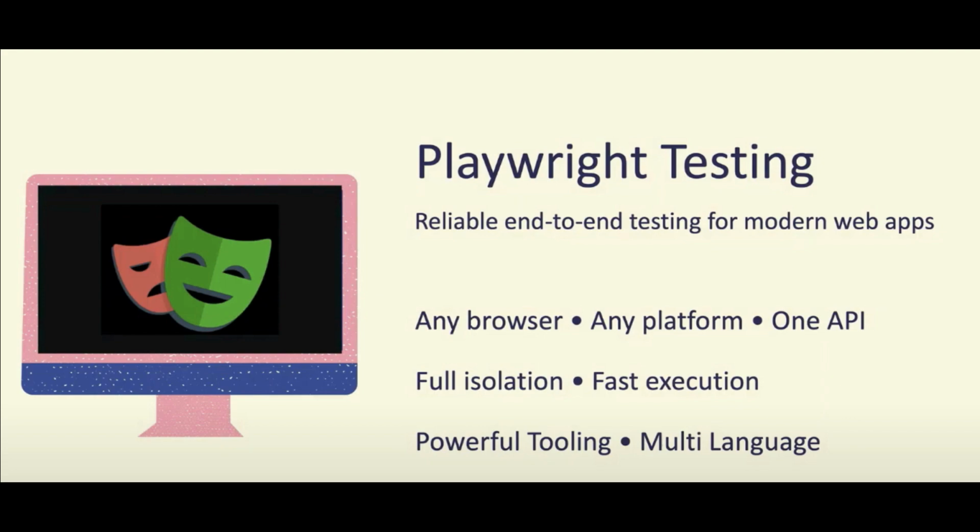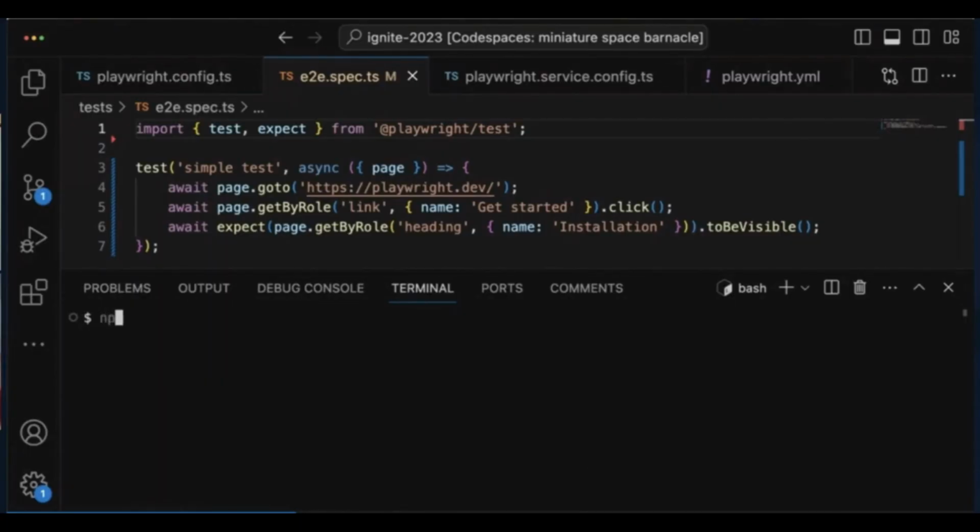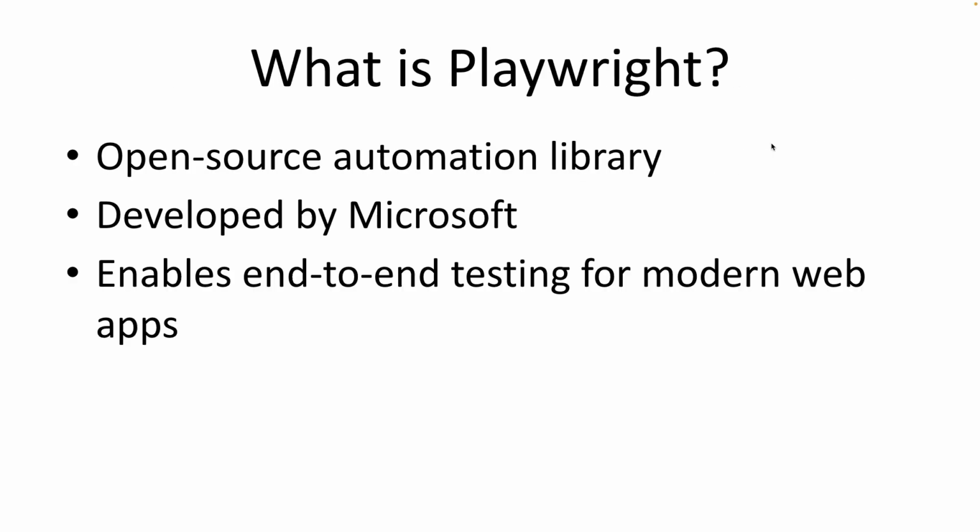What is Playwright? At its core, Playwright is an open source automation library developed by Microsoft. Its primary purpose is to enable reliable end-to-end testing and automation for modern web applications. So, think of it as a powerful remote control for your web browser. But it's not just any remote control, it's designed to interact with web pages exactly how a real user would, but with incredible speed and precision.